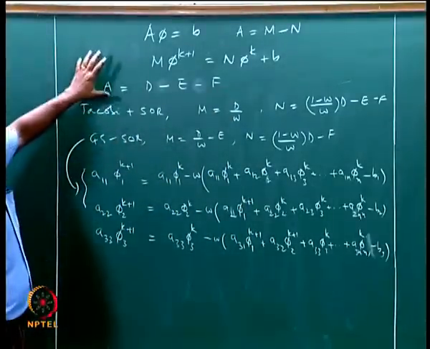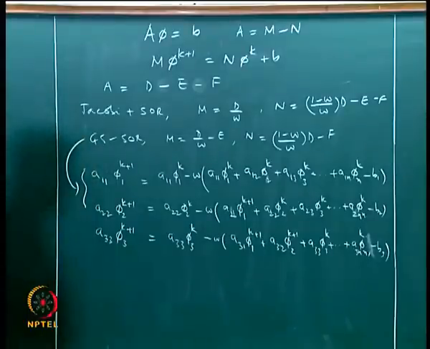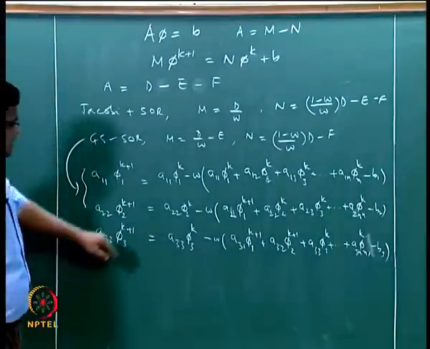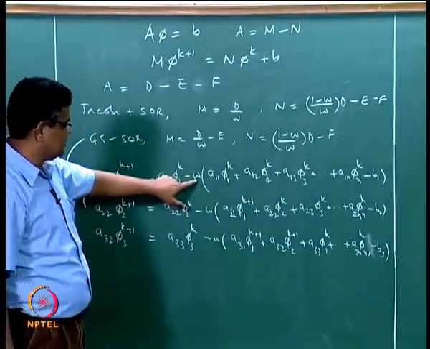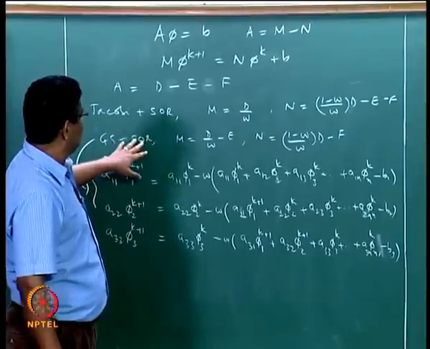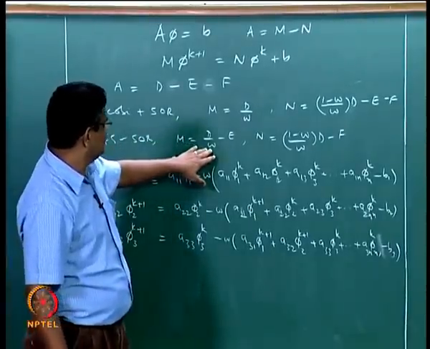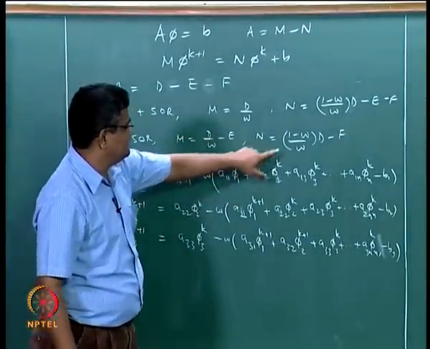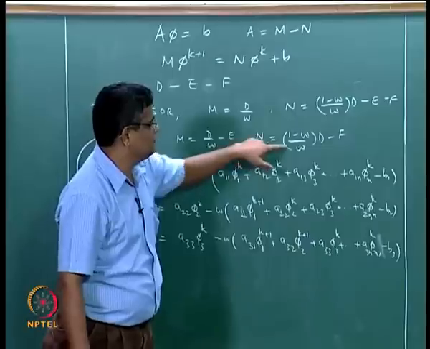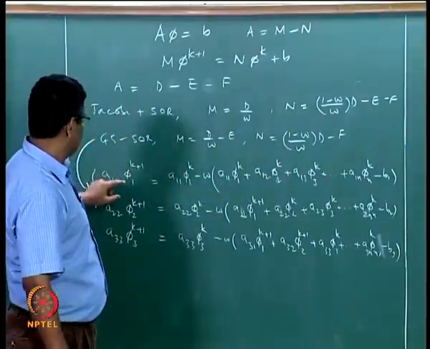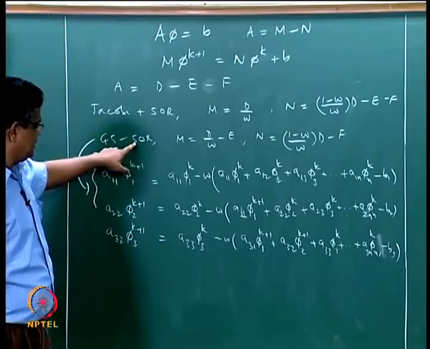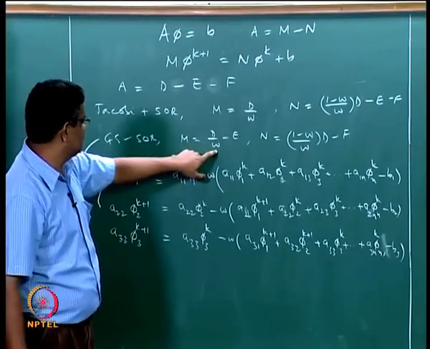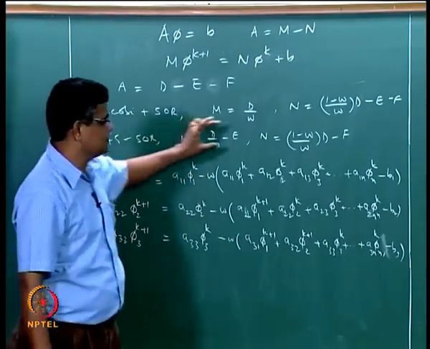Is this equivalent to the SOR method? Let's just check the limits. If we put omega equal to 1, this thing becomes D minus E, and this thing becomes 0, so N becomes minus F. So when you put in this Gauss-Seidel based SOR method omega equal to 1, then you recover the Gauss-Seidel method.